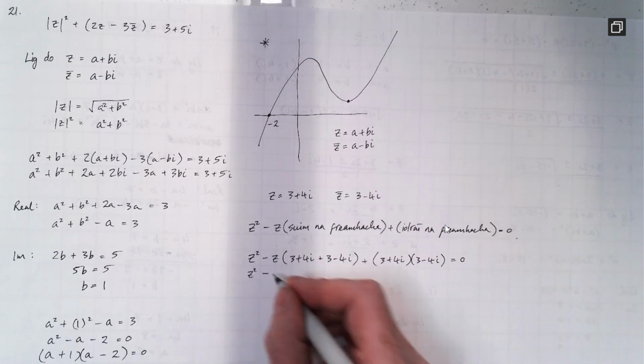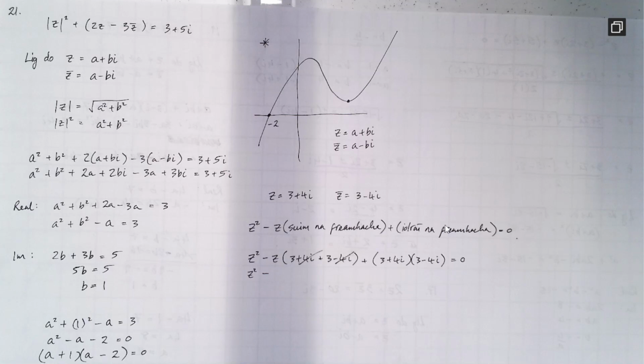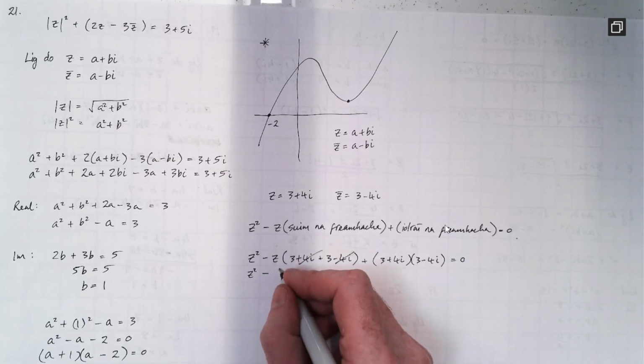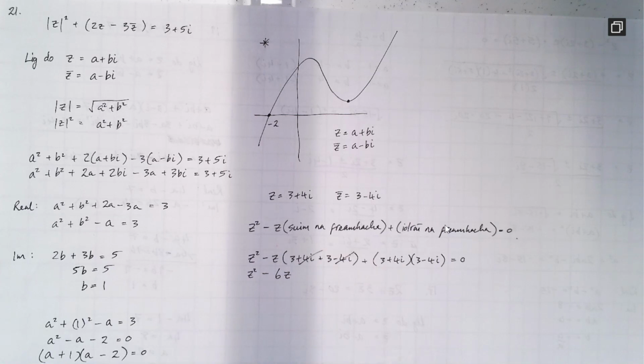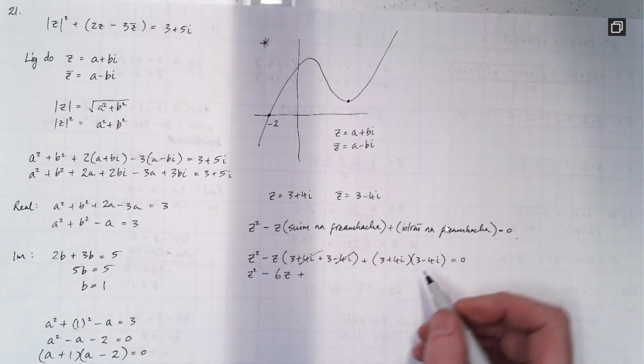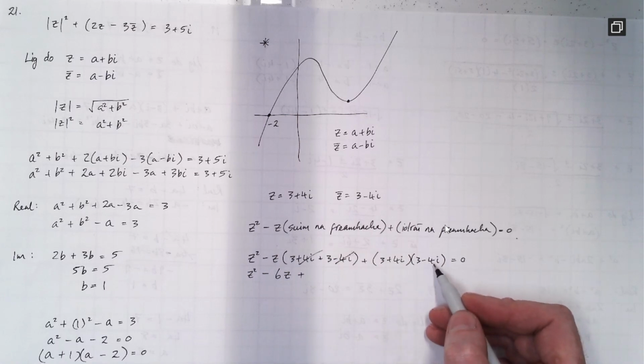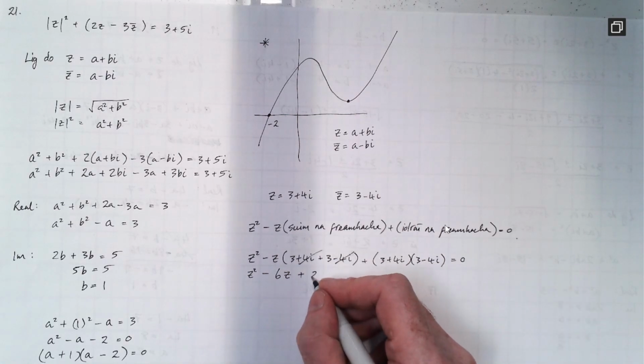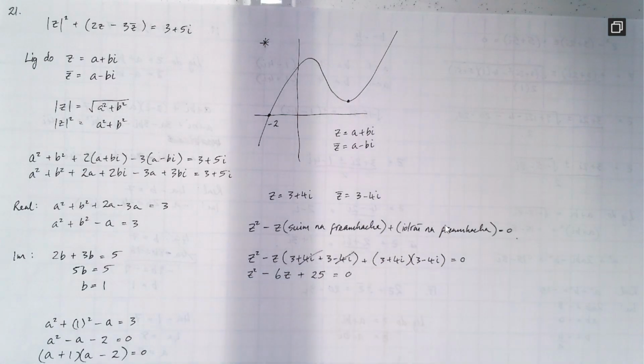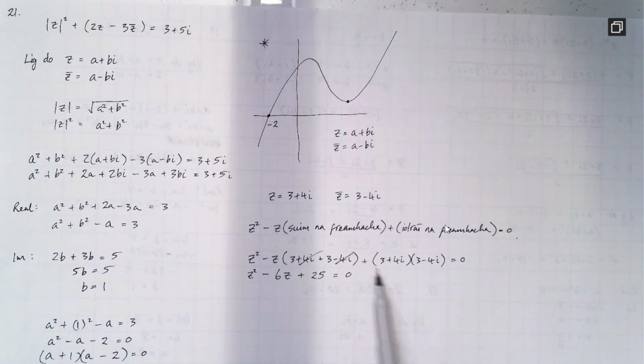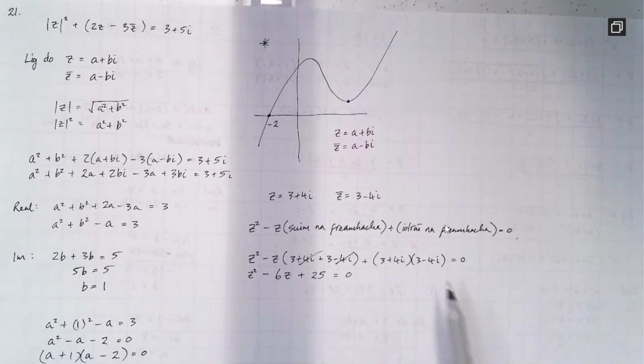So z squared minus, the 4i and minus 4i cancel out, so it's minus 6z because 3 plus 3 is 6. Then plus, you do 3 times 3, 3 times minus 4i, 4i times 3, minus 16i squared, and the plus and minus cancel, so the center part equals 0. So that becomes minus 16i squared, and with the sign, it becomes plus 16, so plus 25 equals 0.